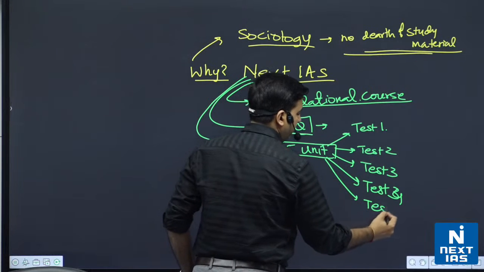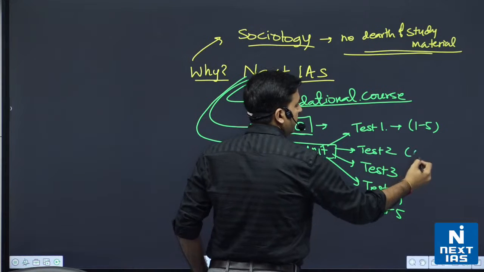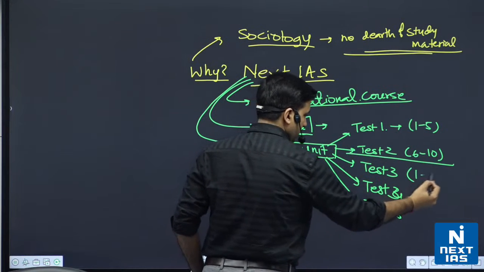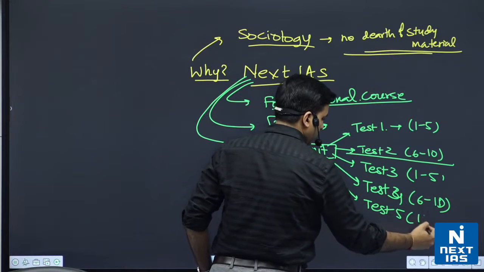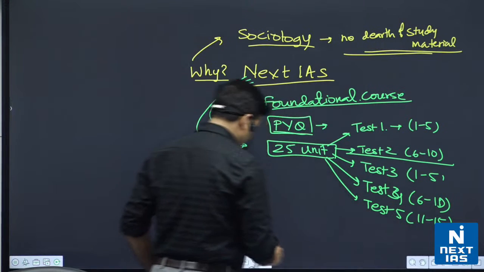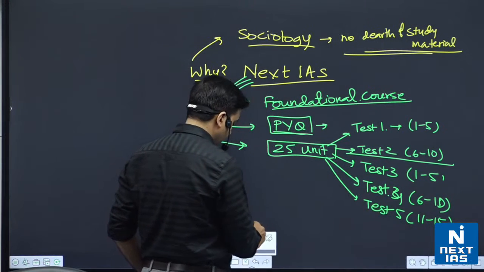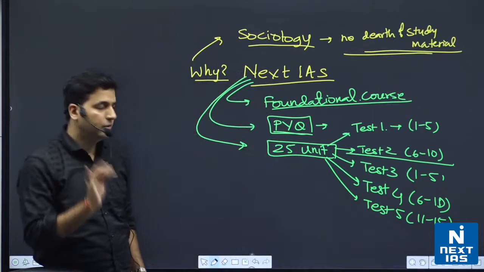And they are 5 in number. So it will contain the first to 5th unit, then 6 to 10, and then paper 2 has 15 units, which is 1 to 5, 6 to 10, and 11 to 15. This test will be conducted in the classroom and that will be evaluated by me. So that is another thing that you will get.